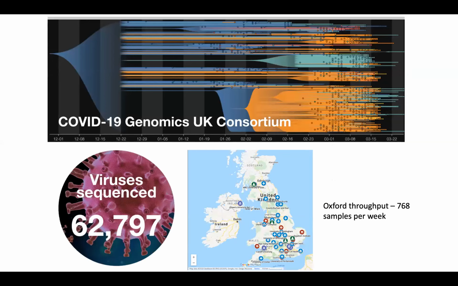More recently, we've worked with the national coronavirus sequencing pipeline, which has so far generated 62,777 genomes in the UK. There are about 14 centres contributing to this, and in Oxford alone we're contributing to these genomes at a rate of 768 samples per week, and only the Sanger Centre, which has many more staff and sequencers operating on this, is doing more than that.